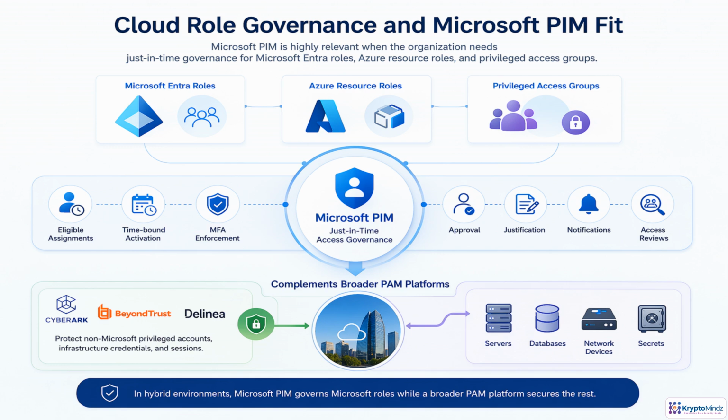Microsoft PIM fits best when privilege is tied to Microsoft Cloud roles. Instead of making admins permanently privileged, PIM makes access eligible, then requires time-bound activation, MFA, approval, justification, notifications, and review. That provides strong governance for Entra roles, Azure resource roles, and privileged access groups.